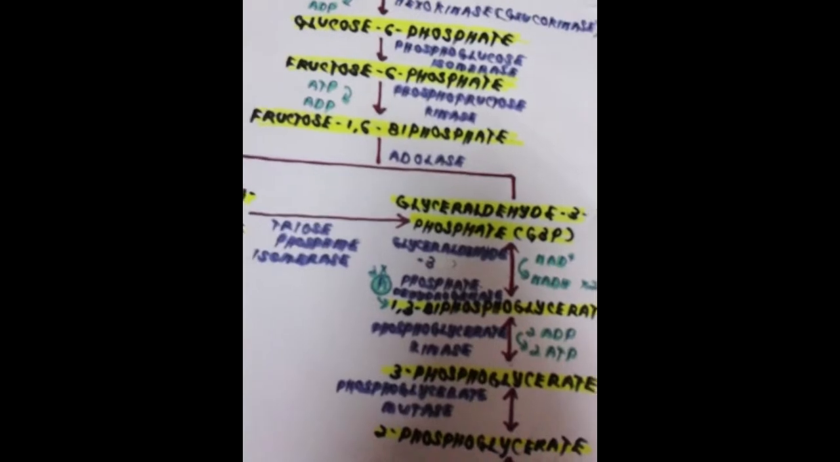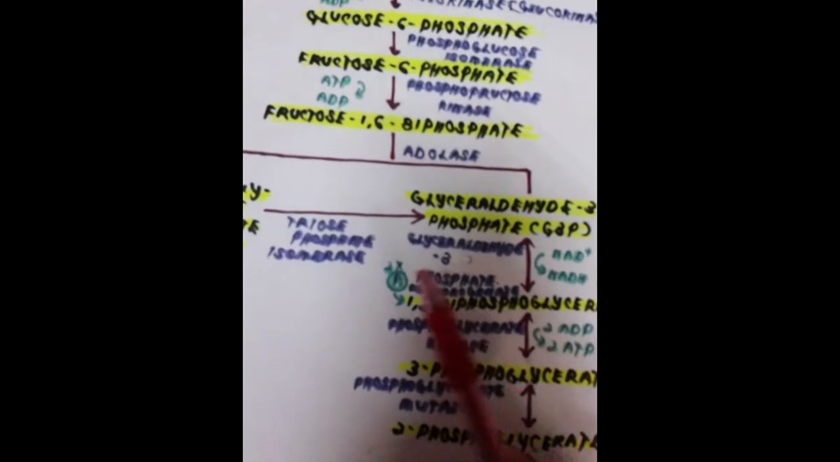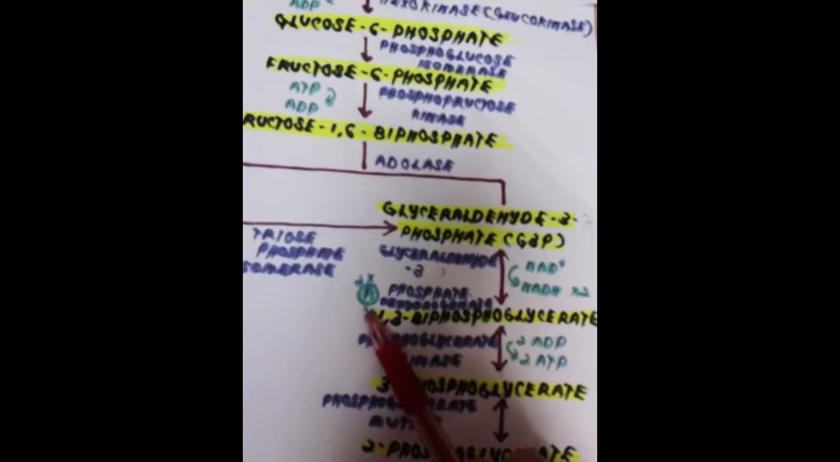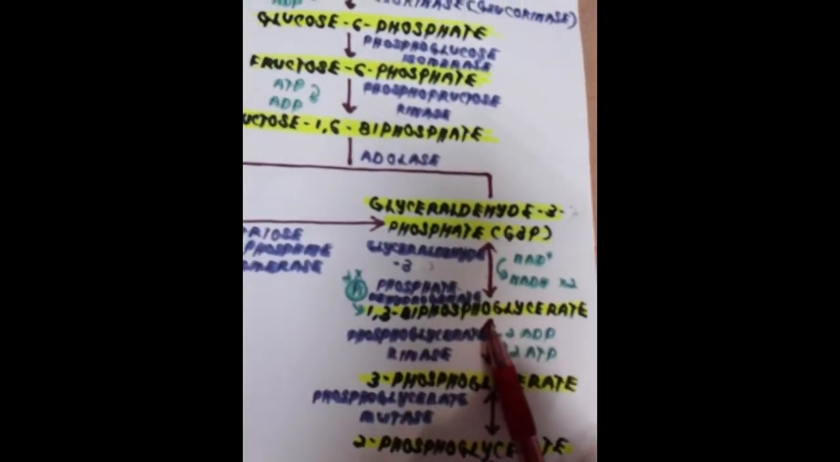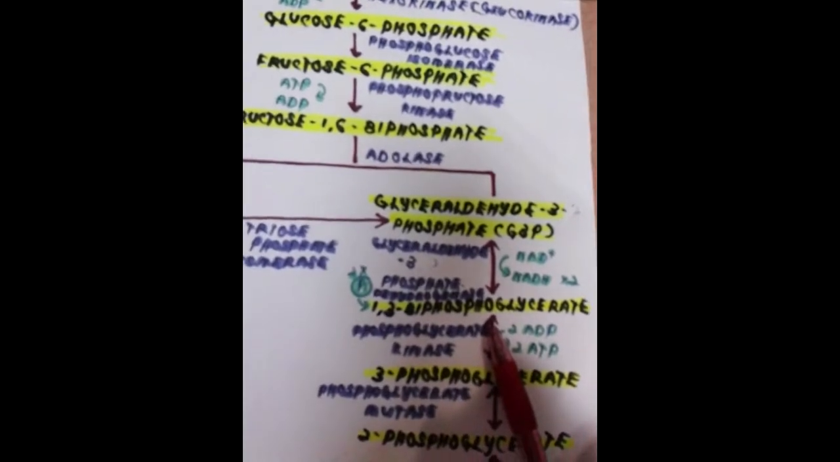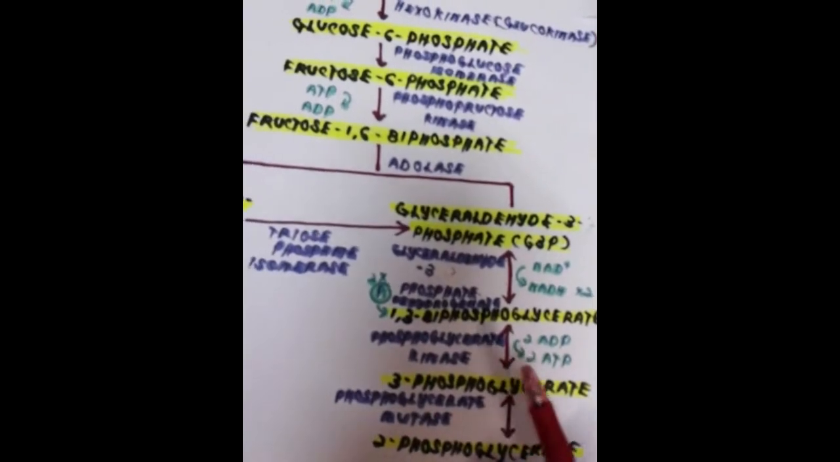The hydride group in the molecule is replaced by phosphate supplied by inorganic phosphate. The reduction of NAD plus to NADH provides energy to bind inorganic phosphate. This creates a molecule 1,3-bisphosphoglycerate. Here, the molecule meets another kinase, that is phosphoglycerate kinase. 2 ATP are produced by taking phosphate from the 1,3-bisphosphoglycerate molecule.